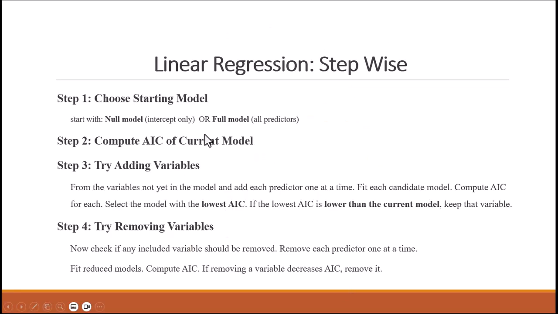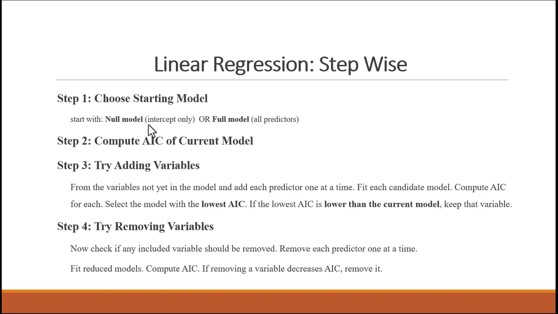The stepwise method is a combination of backward elimination and forward elimination. In the first step, choose the starting model. It can be a null model or a full model. It depends on you. But since the software performs all of these processes, you do not need to do them manually or decide about this.